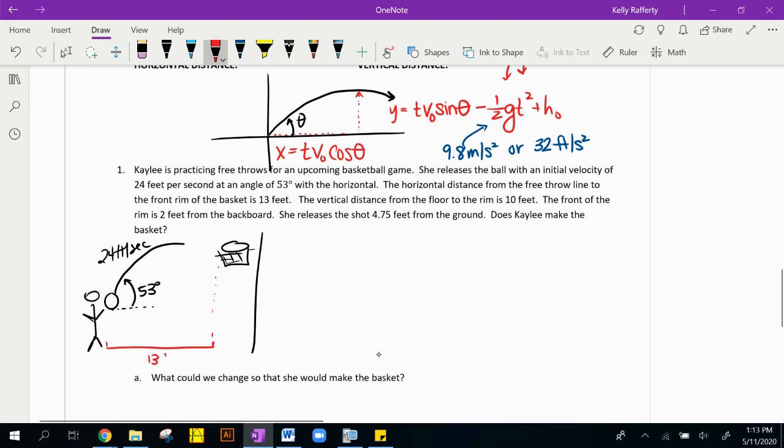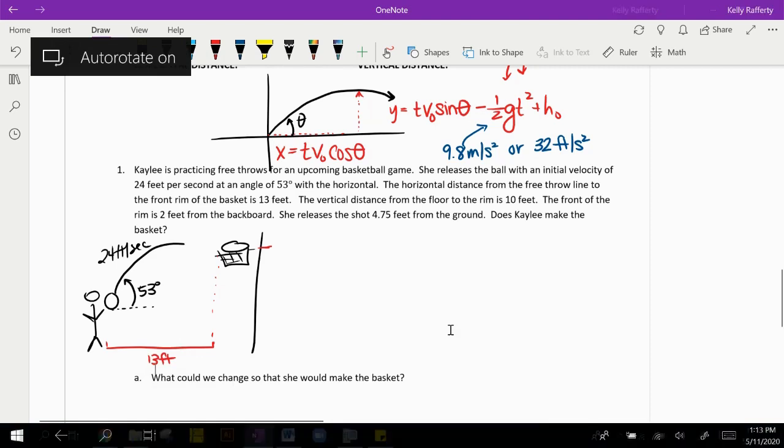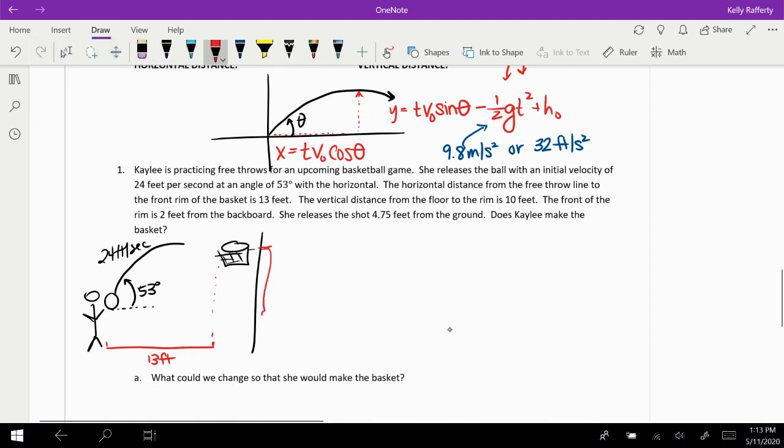The basket is 13 feet away. The vertical distance from the floor to the rim is 10 feet, and the front of the rim is 2 feet from the backboard.